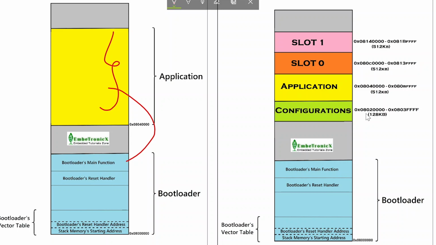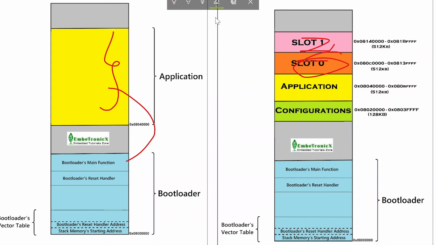I have allocated one 128 KB sector to store the configurations, and this application area remains the same as our previous tutorial. Then one 512 KB block for slot 0 and another 512 KB for slot 1. So here I am going to use two slots to store the two versions of the application. Previously, we have updated the application directly to the application area, but I am not going to do that now. Instead, I am going to update on the slot 0 or slot 1.